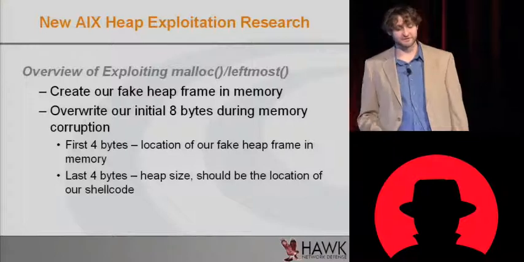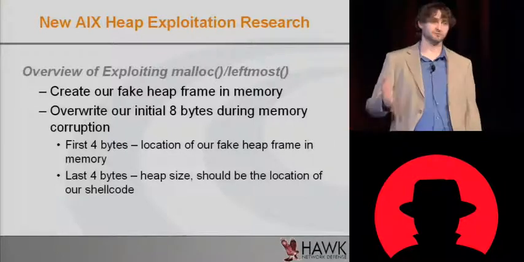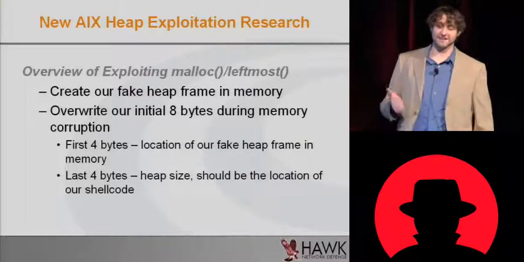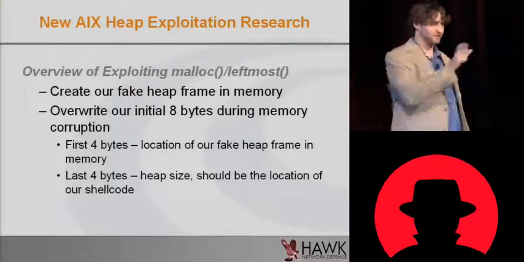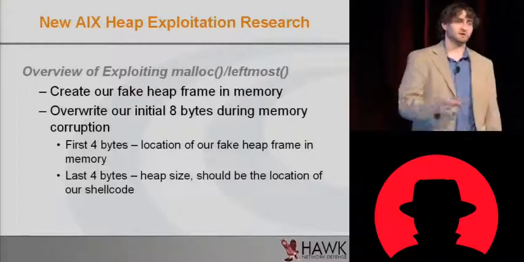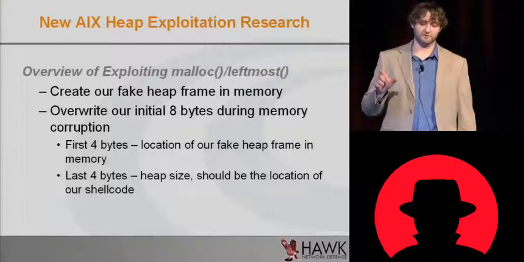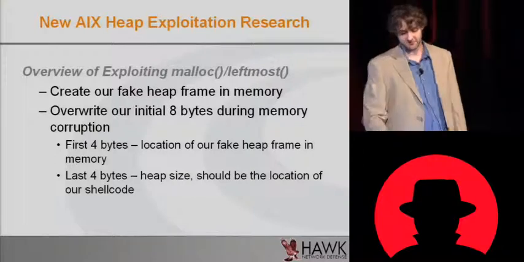The first 4 bytes is going to be the same thing. It's the location of our fake heap frame memory. So same location. However, the difference is our heap size is actually the value we're going to overwrite, because what it's doing is saying, oh, by the way, this is how big it is. When we take advantage of that, it allows us to do some pretty funny stuff, and I'll show you a demo here in a bit.